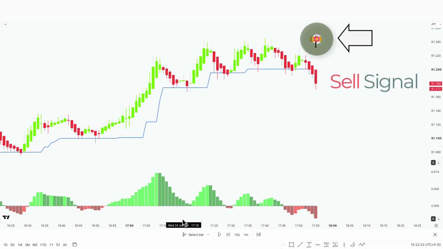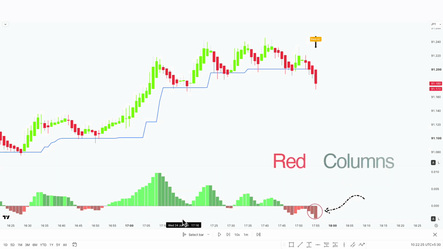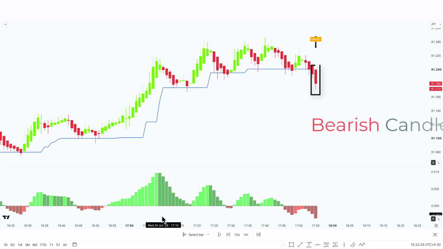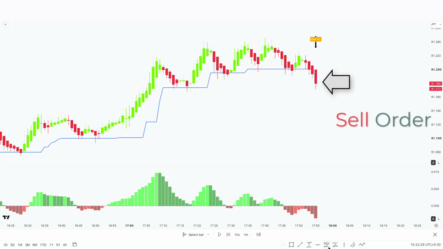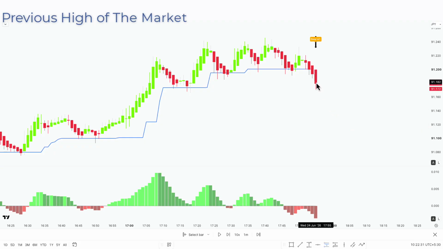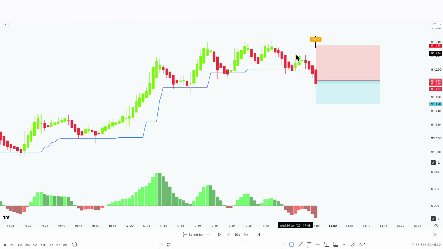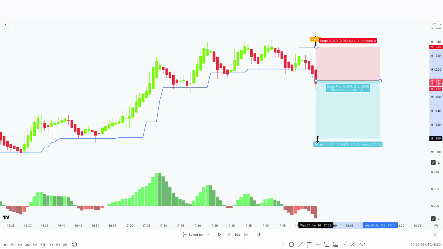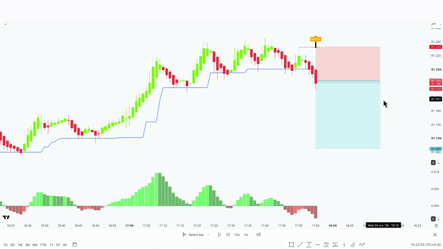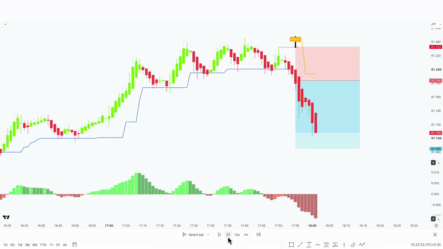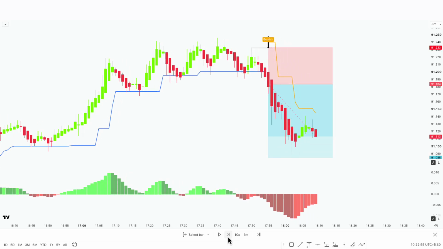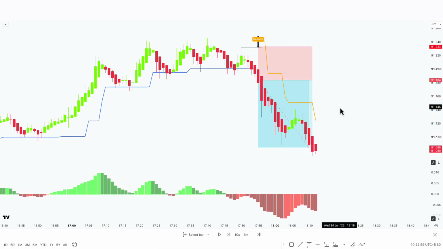When the Domination PRO arrow shows a bearish signal, the MACD4C indicator should show red columns, and the market forms a bearish candle. If this condition is fulfilled, then we will place a sell order. Our stop loss is to be placed at the previous high of the market, and the risk to reward ratio will be 1:2. The market has completely hit the target.